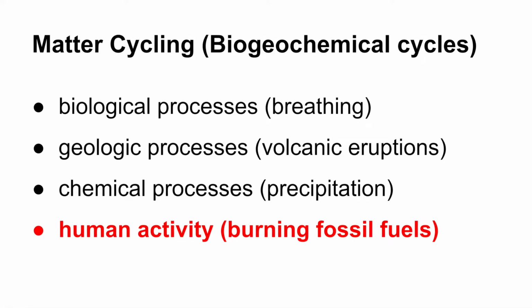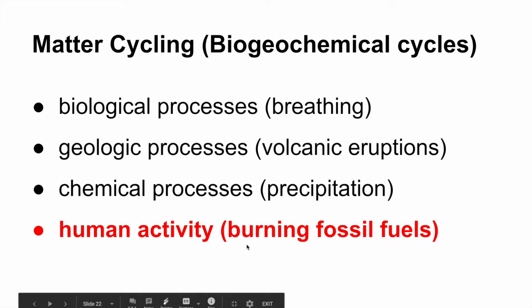So matter cycling is when we talk about biogeochemical cycles. So we have biological processes, geological processes, chemical processes, and then also human activity. Biological processes are going to be things like breathing. That's going to go through and cycle matter. Geologic processes, well, these are going to be volcanic eruptions. And then chemical processes, well, this is going to be something like precipitation. So human activity like burning fossil fuels can also have an effect on this matter cycling. So let's go into this in a little more detail.